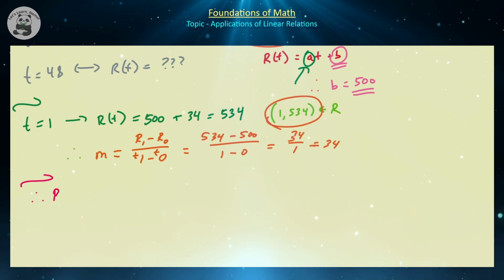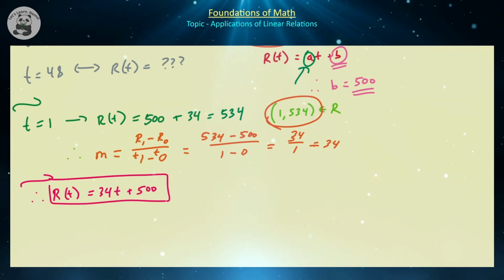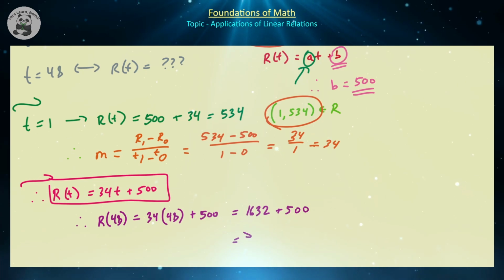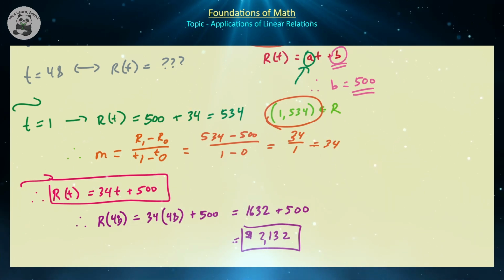So our revenue relation, R of t, is going to be equal to 34t plus 500. Once we have our revenue relation, we can evaluate this at practically any time along our time domain that we want, but of interest to us is 48 hours, which is 2 days. So how much revenue will we have after 48 hours? That's going to be equal to 34 times 48 plus 500, which is 1632 plus 500, which comes out to $2,132. That's how much money our business will have after 48 hours, or equivalently how much money we will have after 2 days.